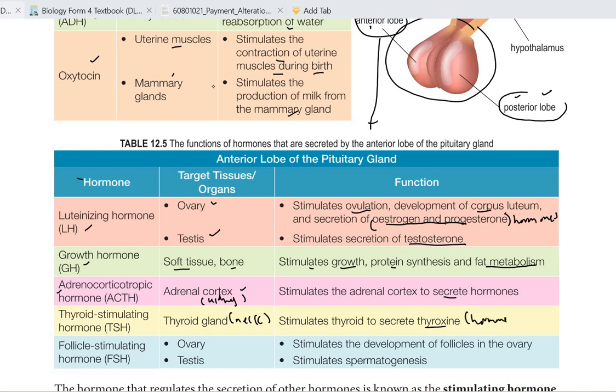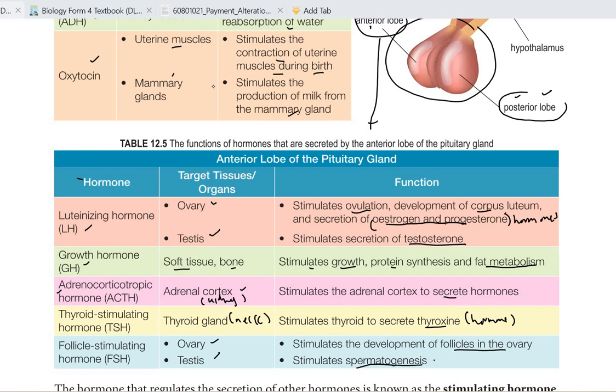And then the last one we have is follicle stimulating hormone, or FSH. The target organs are the ovary and testes. For the ovary, it stimulates the development of follicles in the ovary. This is related to the development of the ovum. Later we are going to learn this in chapter 15. And it stimulates spermatogenesis, the development and production of sperm.